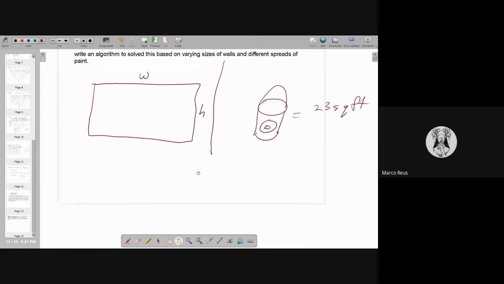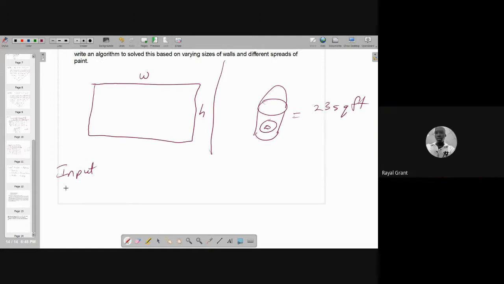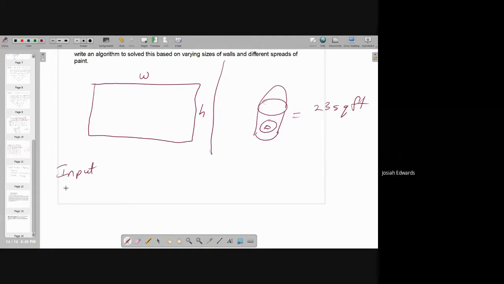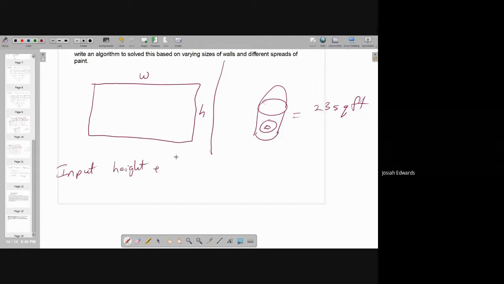Yes, sir. Right. So we have two things. What are our inputs? Let's talk through our inputs in plain English. What do I have to input into my system in order to get data out from my system? The height of the wall. The height and the width of the wall. Right. So we have to input the height and the width of the wall.